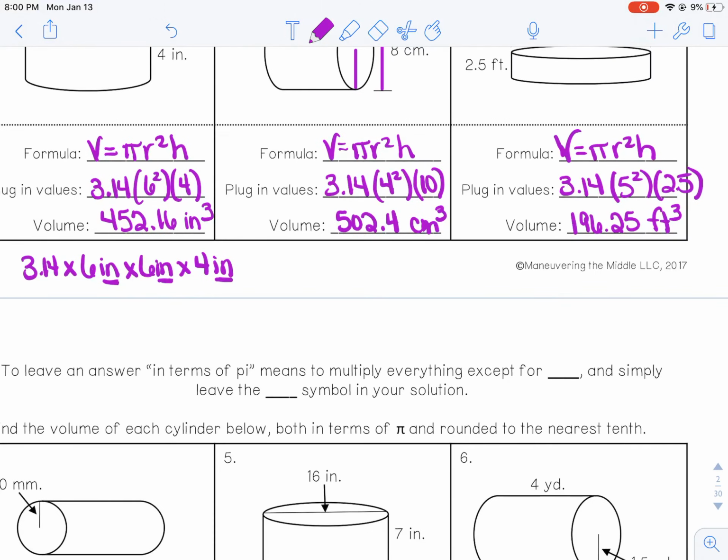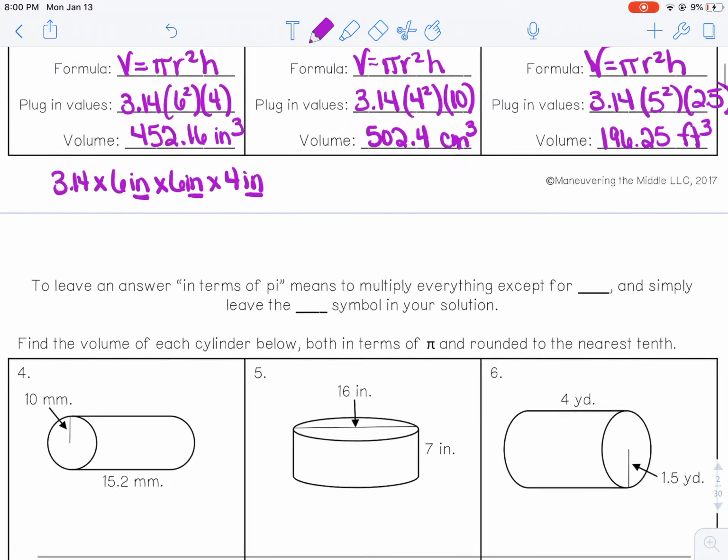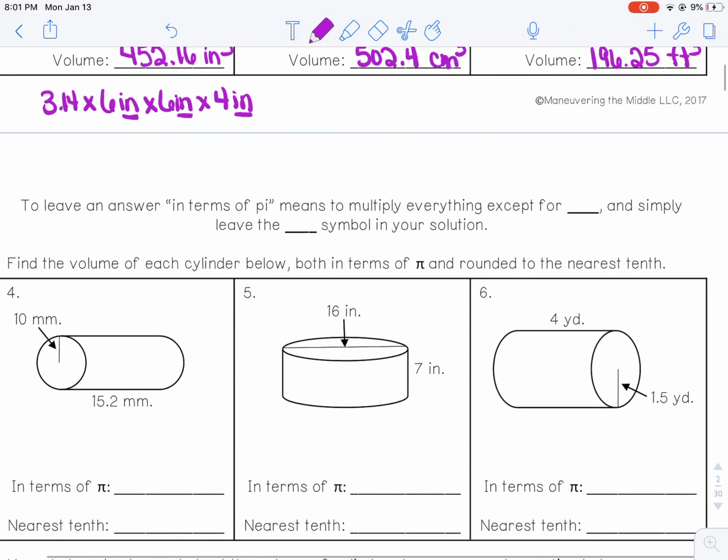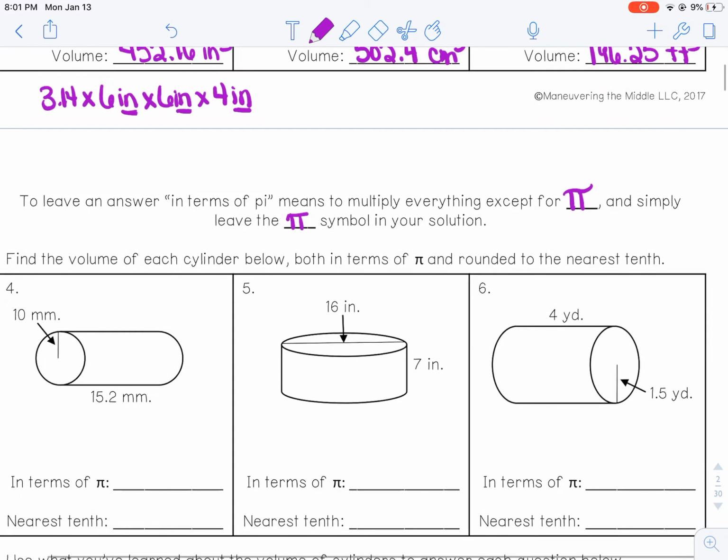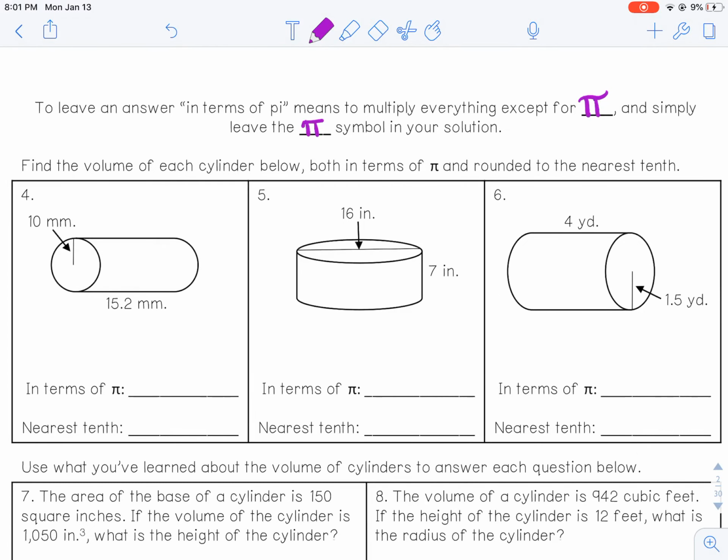All right. Now, I like these, but it's new. It says to leave an answer in terms of pi means that you're going to multiply everything except for pi. And we're simply going to leave the pi symbol in the solution. What that means is that we are not going to convert pi to 3.14. All right, so let's take a look at number 4.